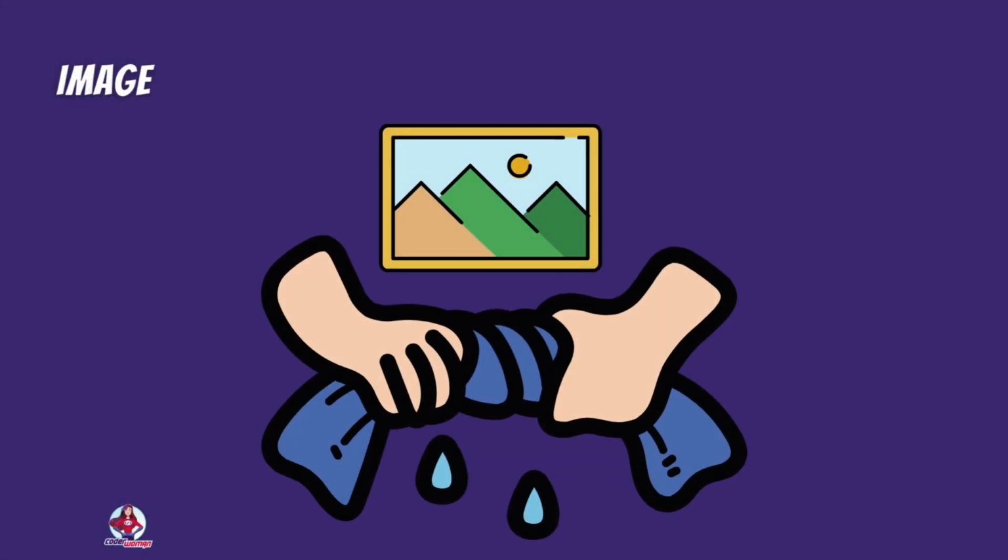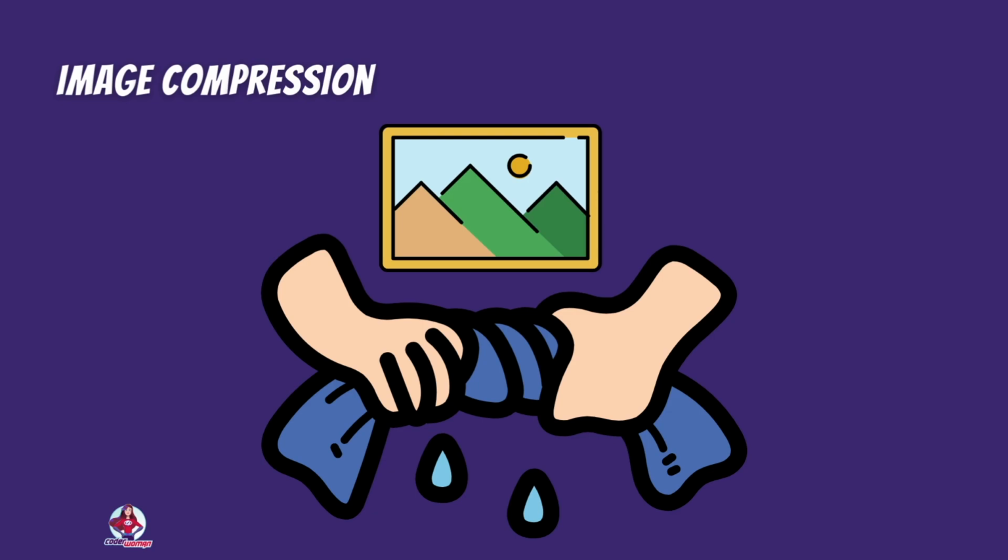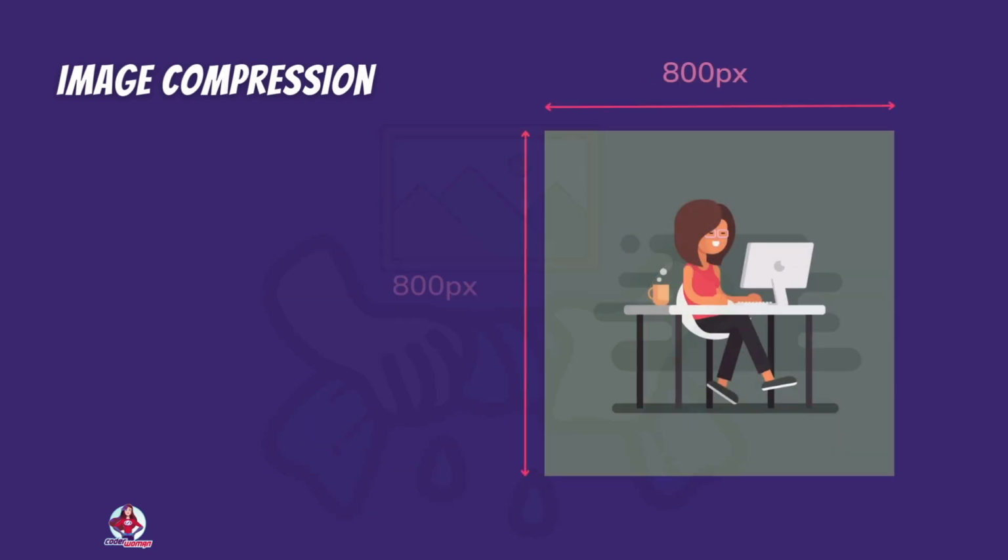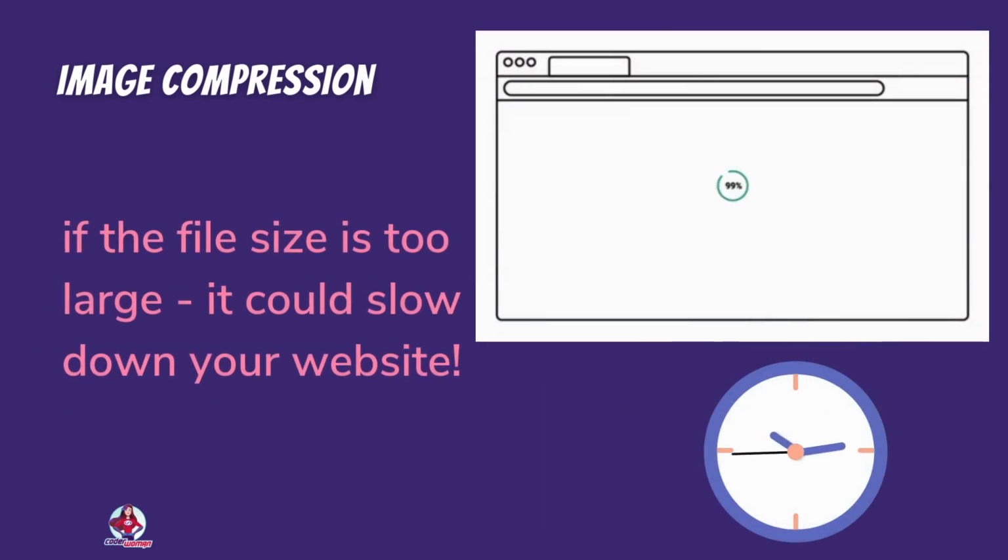Before we move on, I want to mention an important topic in a web developer's job: image compression. Our image has good dimensions now, 800 pixels width and height. But it's important to note that size isn't just about dimensions. The file size matters too. If your image has a large file size, it could slow down your website. Visitors don't like waiting, so we must ensure our images load quickly. This is where image compression comes in.